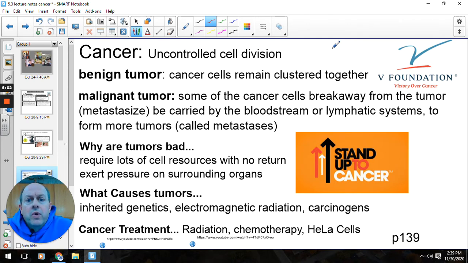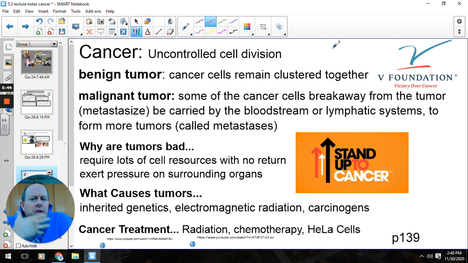When a tumor stays clustered and remains relatively together and intact, that is called a benign tumor. But when the cancer cells start to break away from the tumor and start to move, that's called metastasis. They will oftentimes be carried by the bloodstream or lymphatic system to a different part of the body, and those cells will start to grow as well. So when we use terminology like the cancer is spreading, that means the cancer has metastasized and been carried to another part of the body.